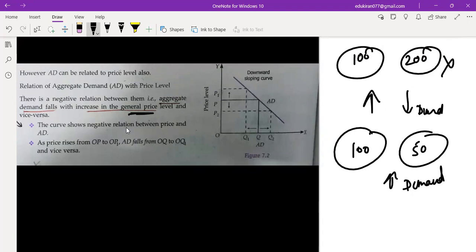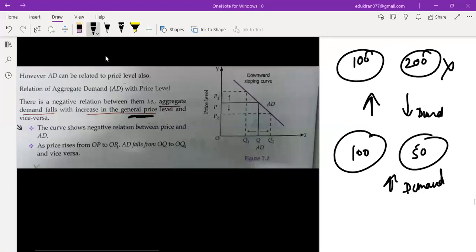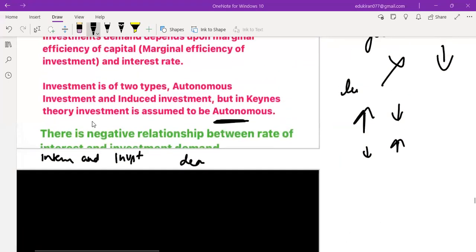Ma'am, could you scroll up and show the negative relationship? Okay, okay. There's a negative relationship between rate of interest and investment demand. Okay, ma'am.